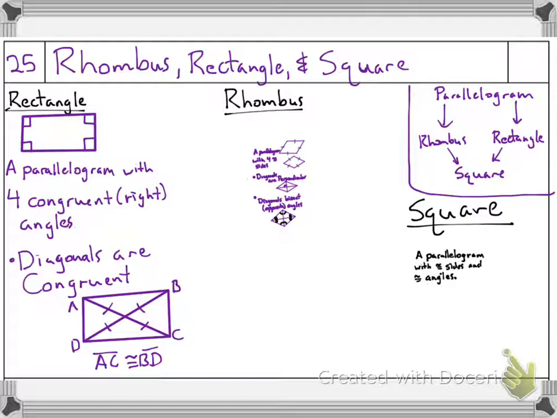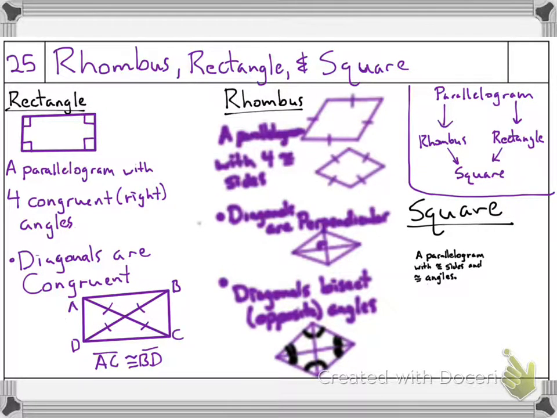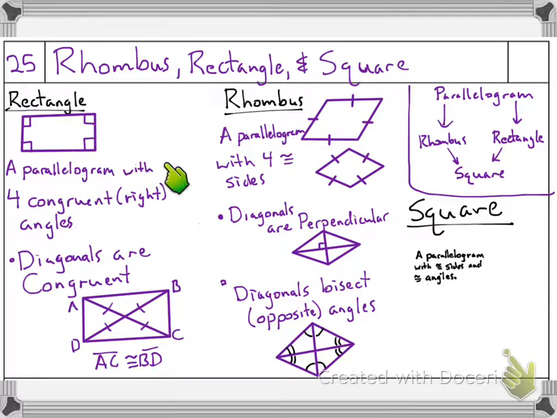Now a rhombus is a parallelogram with four congruent sides. So rectangle has the congruent angles, rhombus has the congruent sides. It may look like this, or we typically see it as this. Don't call it a diamond. Some students will want to call it a diamond, and it's not a diamond shape. We don't have an official diamond shape. We call that a rhombus.